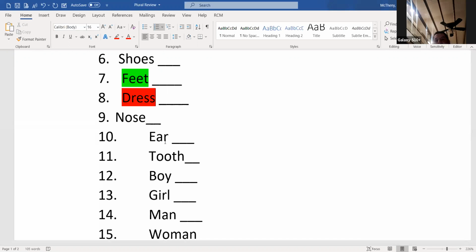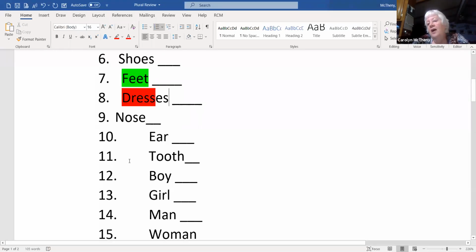Dresses. I think the little E. Yes. Dresses. Very good. Add the S. Dresses. Very good. That's how you make that plural.